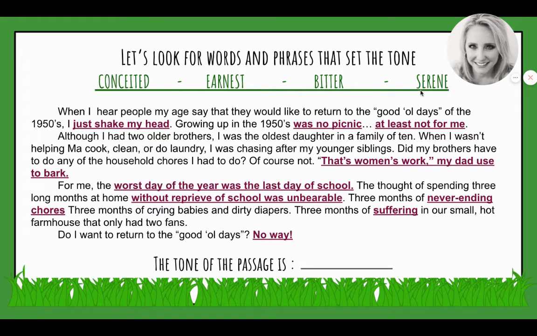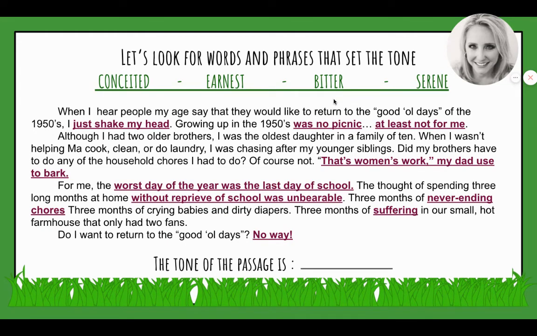If you are eliminating serene, I will say that there's a lot of hard work, but it's a different type of work than the earlier passage. This seems like forced labor with the emphasis on forced. I mean, she, quote, had to do it because, quote, she was a girl. And conceited is thinking more of yourself. So I'm going to eliminate conceited and I'm going to eliminate serene. So my choices are these two.